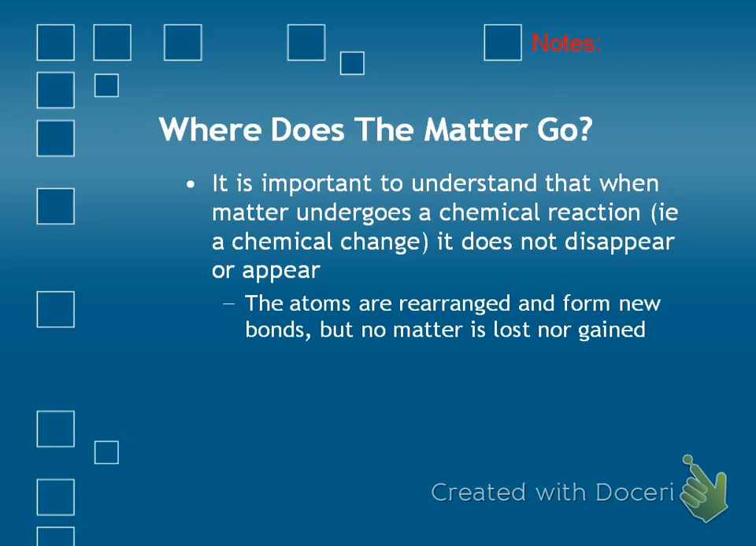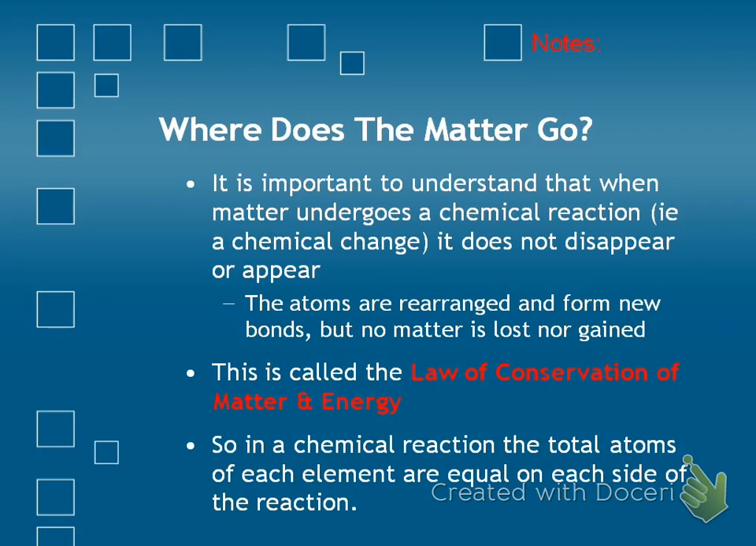And that's what the law of conservation of matter and energy says. It says that the total atoms of each element are equal on each side of the reaction. So we don't get rid of any, for example, hydrogen atoms or oxygen atoms when those two gases combine to make water. They just get rearranged. The law of conservation says that matter can neither be created nor destroyed. It can just change forms. So it gets rearranged.